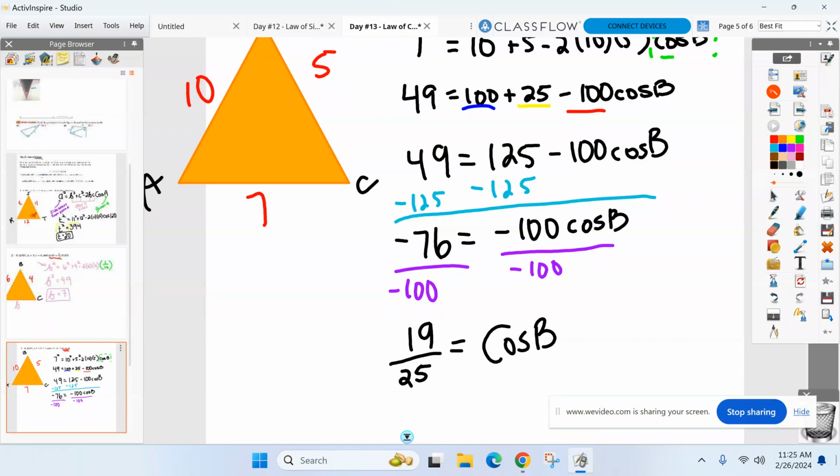And that's it. Do we move on? No. There's your cosine ratio for angle B using the law of cosines. There's your cosine ratio.